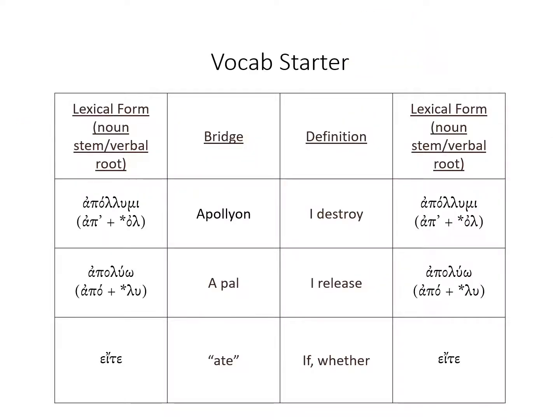Vocab starter, again, we have our root and stem, apollumi, the more creative you can be, Apollyon, I destroy. Apoluo, a pal, I would release a pal. Apoluo, I release. Ate, I ate if I wanted to. Whether the food was good or bad, I guess I ate anyway. I don't know, try to think of some way to communicate that, but ate rhymes a little bit with ate, and that might be helpful.